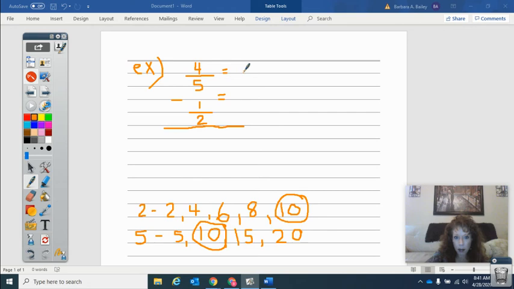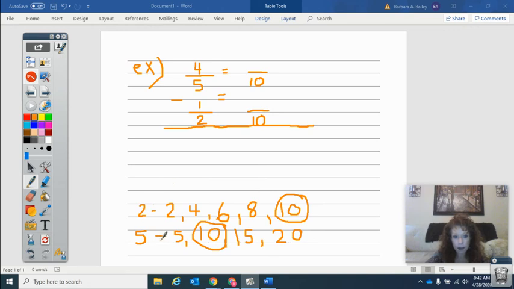So up here, I'm going to change 4/5 into something over 10, and I'm going to change 1/2 into something over 10. And then I can subtract them. Okay. So I have to figure out these numerators, making sure that I'm making equivalent fractions. So I want a fraction equal to 4/5, but with a denominator of 10. So I have to ask myself, 5 times what number is 10?